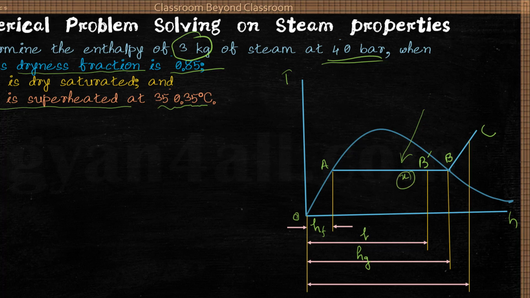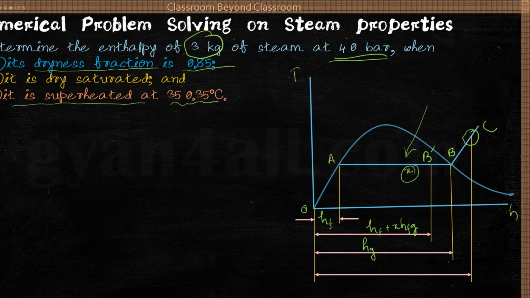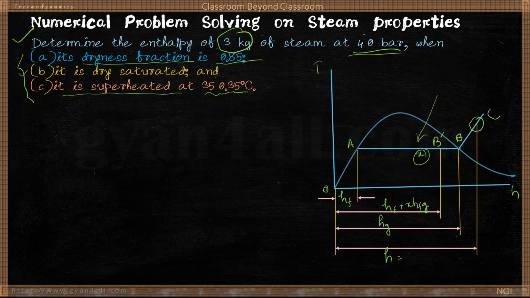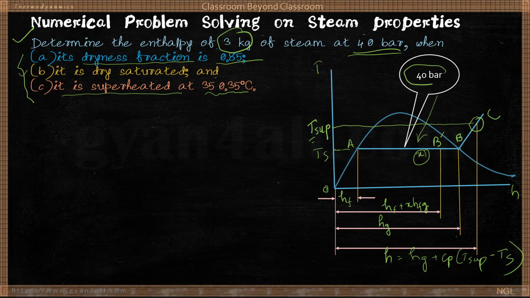This is HF plus X HFG. And if the steam is superheated and at condition 3, then this is equal to total heat H equal to Hg, the dry heat, this part, plus Cp into T sup minus Ts, temperature of saturated steam. And this temperature is Ts, and at condition 3, temperature of superheated steam. And this is at a pressure of 40 bar.